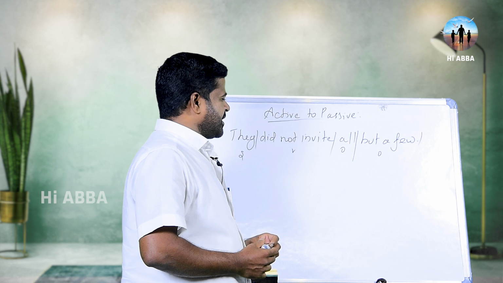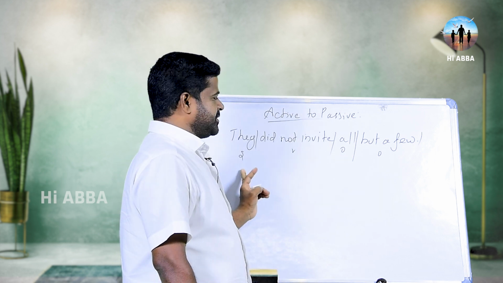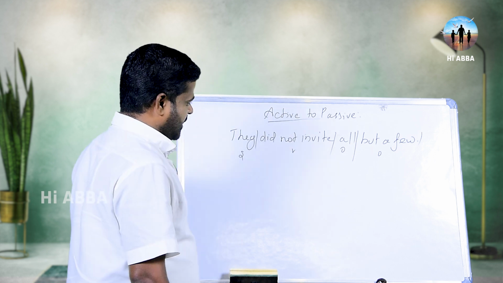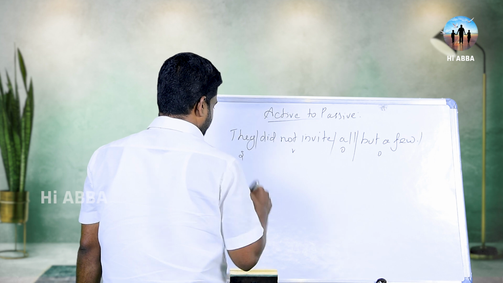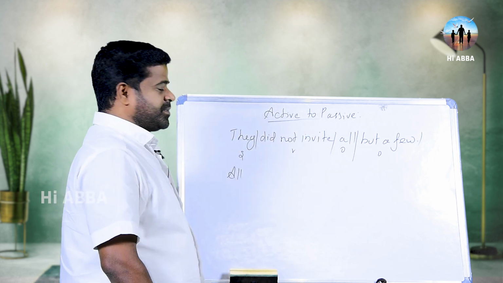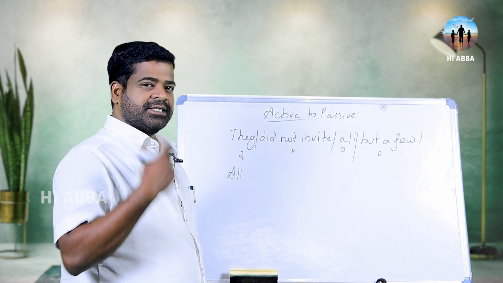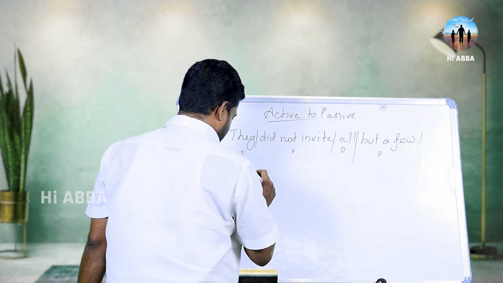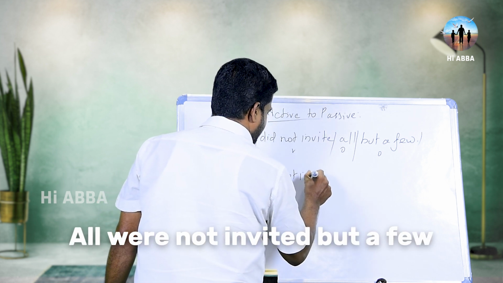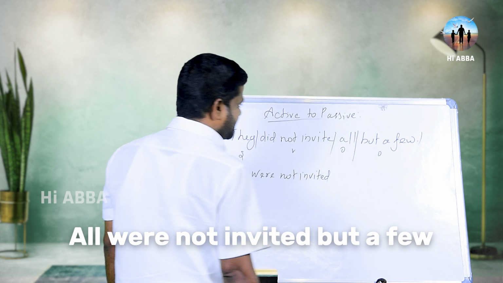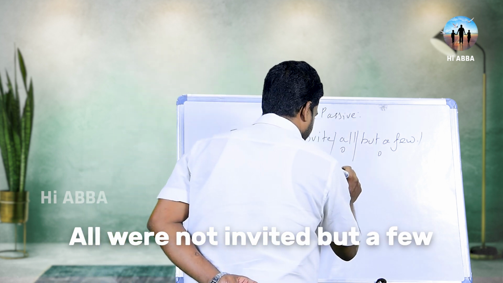Now the rules we know, how to change an active voice into passive voice. The object should come in front. So now how will we have to write this one? Let us check. All. Now this is in simple past tense. We know the be form verbs was or were should come. So now, all being the plural subject, we will have to write were. All were not invited. Just apply the same thing, but a few.